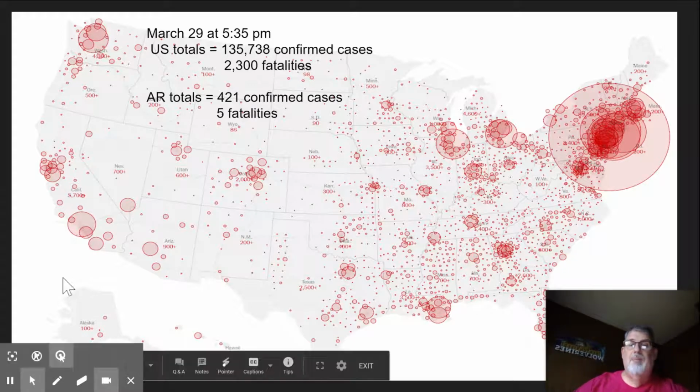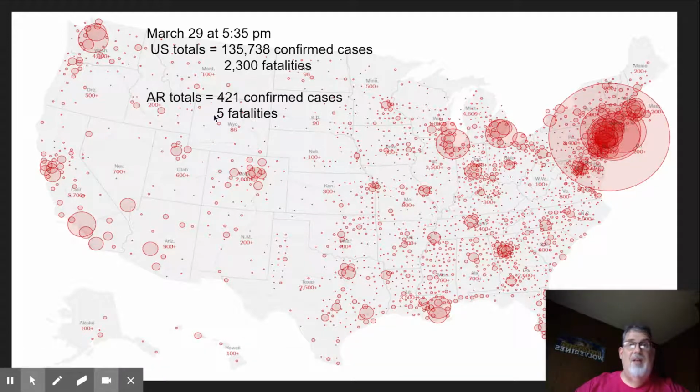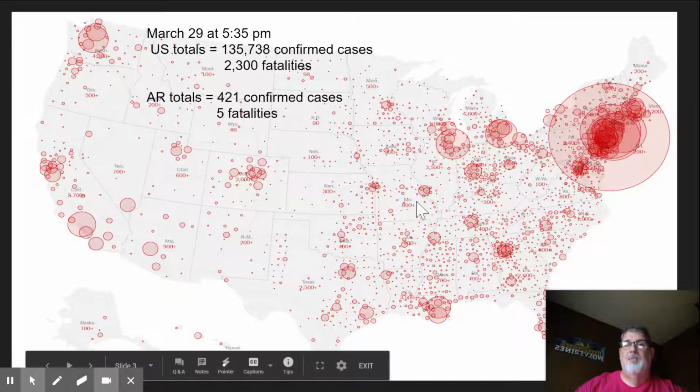Most important thing to be looking at right now is our current totals in the United States. This is the definition of exponential growth. You can see in 1 week, we have gone to 135,738 cases as of right now, which is Sunday evening, March 29th. And sadly, 2,300 fatalities nationwide. Arkansas has 421 confirmed cases with 5 fatalities, but Asa Hutchinson, our governor, announced that they're having some trouble with testing because they're running very low on necessary testing supplies, which is slowing down our discovery rate. Hopefully, people are sheltering in place and trying to reduce the curve as much as possible.